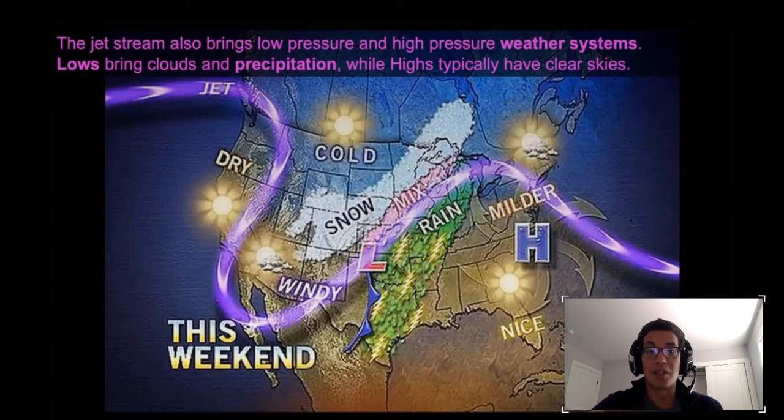And importantly, the jet stream also brings weather systems, low and high pressure weather systems, which you also probably have seen on TV when they talk about the weather. So here's an example. There's the jet stream. This L is for a low pressure system, usually has clouds and precipitation with it. And then high pressure systems typically have clear skies. So it's really important not just for temperature, but also for rain or snow or here even ice, things like that.